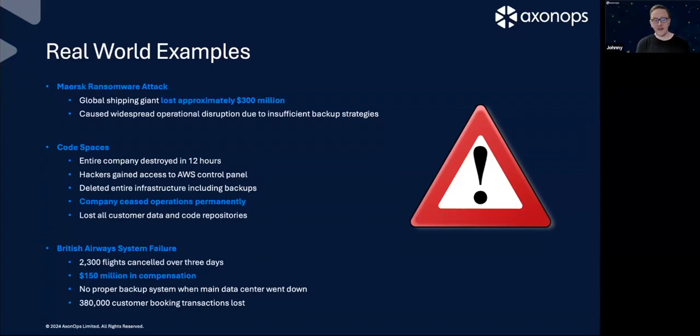British Airways had a DR scenario, and essentially they had no proper backup system to fail over to when their main data center went down. They had to pay $150 million in compensation, and they lost 380,000 customer booking transactions, let alone the reputational damage to British Airways from this happening. So you can see there are real world examples for why this is important to do.